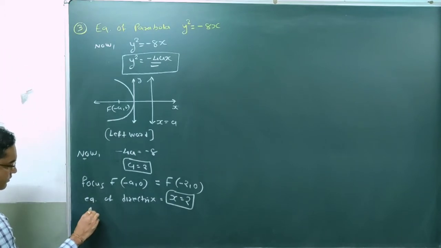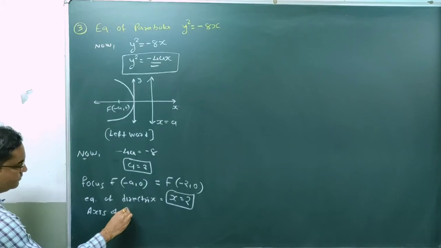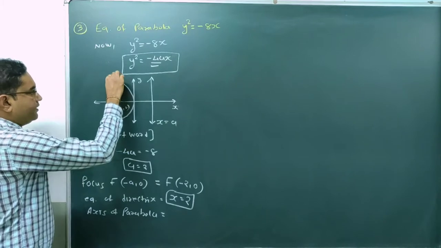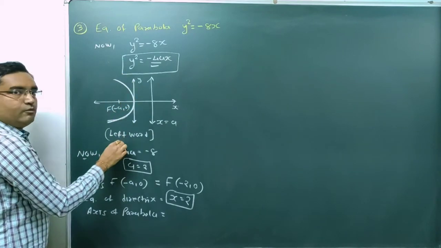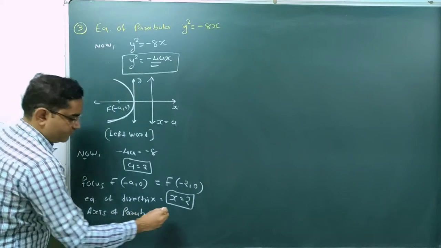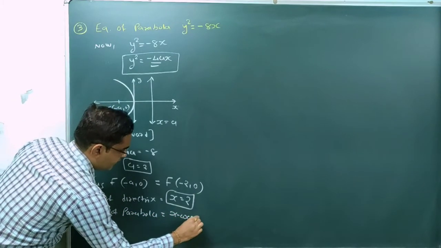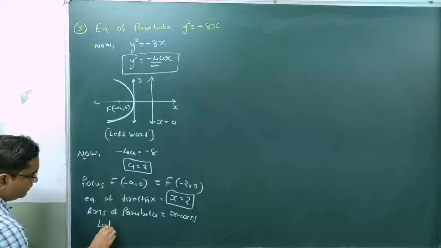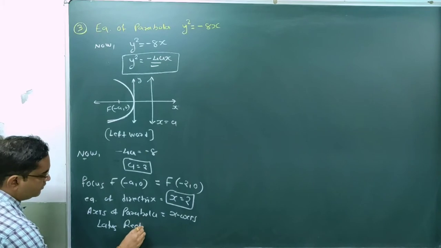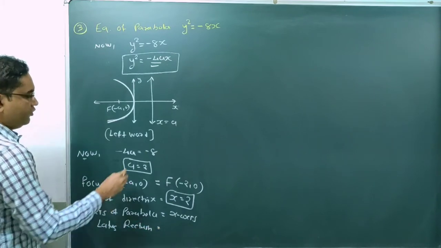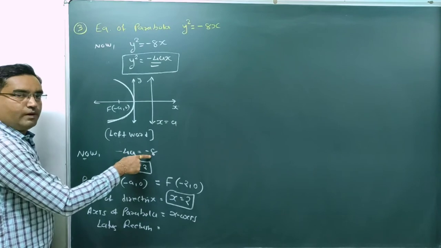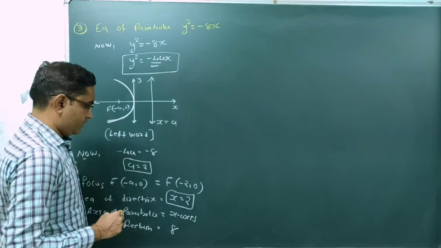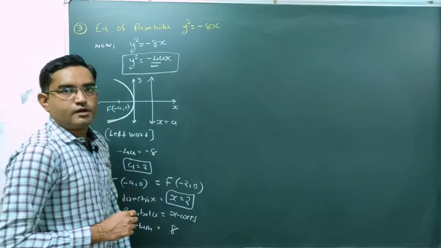Now axis of parabola. Our parabola is a leftward parabola, which is symmetrical about the x-axis. So x-axis is the axis of parabola. Then we require length of latus rectum. Length of latus rectum is equal to 4a. Minus 4a equal to minus 8, so 4a will be equal to 8. So this is the length of latus rectum. Clear, students? So this is how you can solve your question number 3.